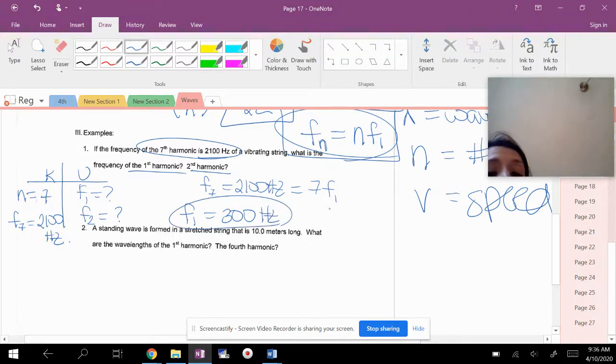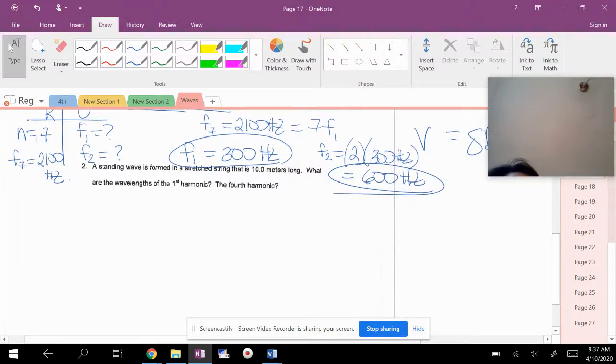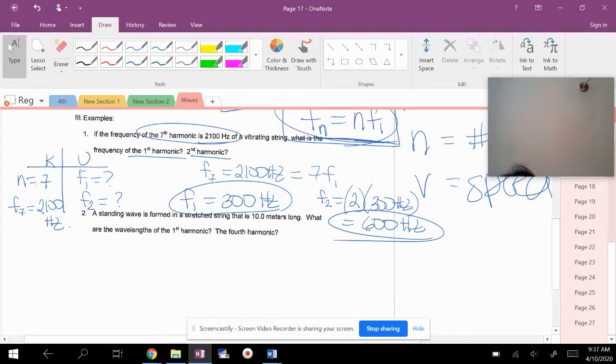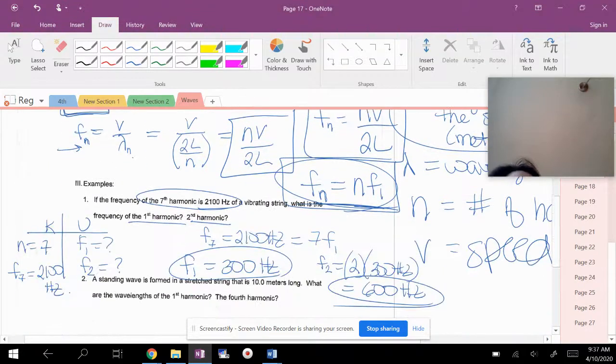Okay, but how do I find F2? Well, F2 would be 2, that's n, times my fundamental. I'm still using this equation right here, times 300 hertz. And that gives me 600 hertz. Okay. So number 2. Number 1 would be like a really basic question. Number 2 is when we get to use some of the bigger equations.